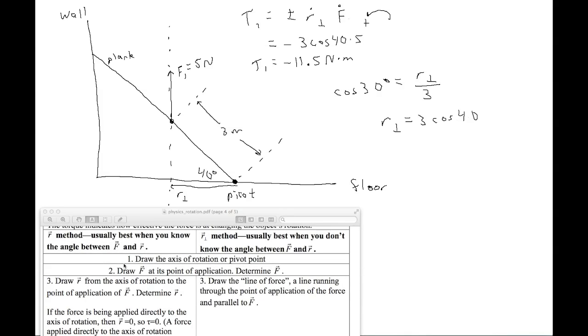Yeah, I'm just trying to figure out which would be the angle to use. Okay. Did you draw the R vector? Well, the first thing then is you've got to draw the R vector. So how would you draw the R vector? So then the R vector is just that 3 meters between the pivot and the force.